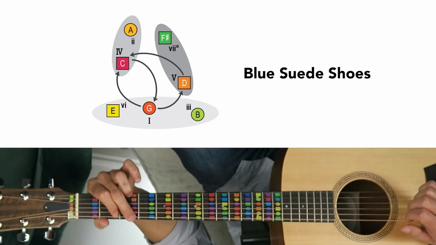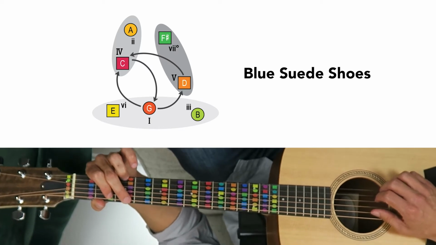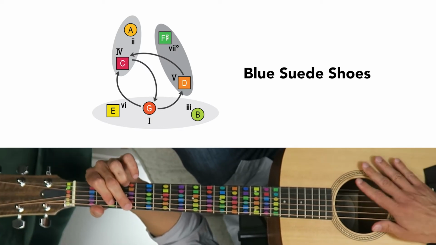So the first example is a song based on the 12-bar blues progression. It's Carl Perkins' Blue Suede Shoes from the 1950s, and it goes like this.